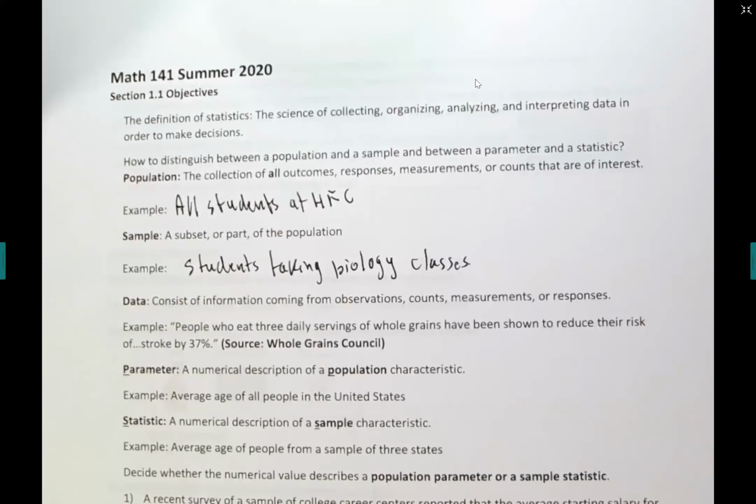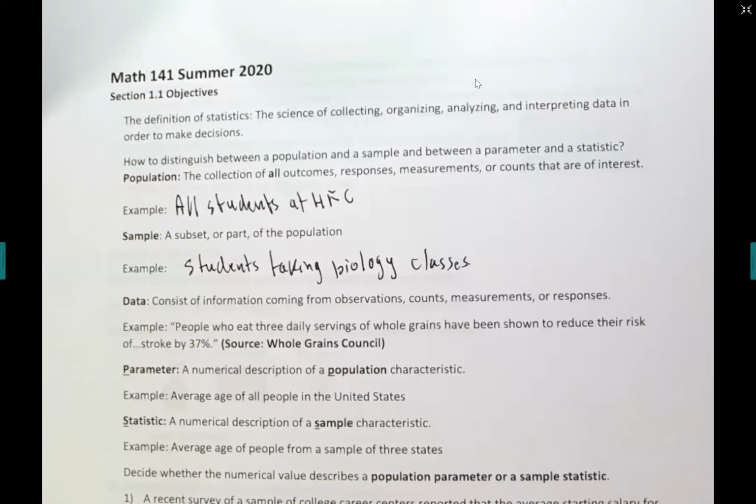You define what the population is. The key word, guys, to know whether you have a population or a sample is the word all. Once it says all, you can pretty much be sure that it's going to be the population, not the sample. What is data?